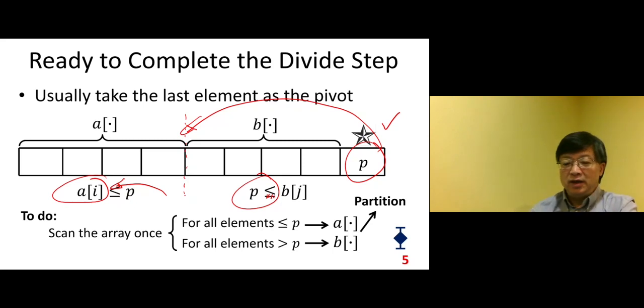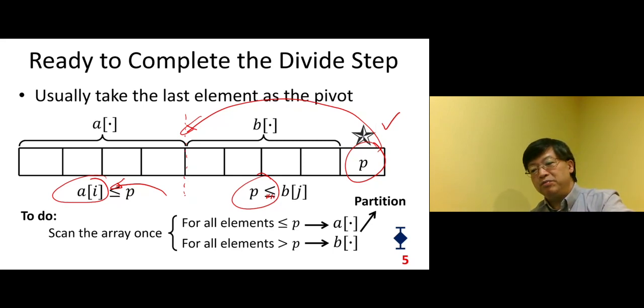All right, so that's the B.2. Next, let's go to B.3. So we want to get more details about the partitioning.